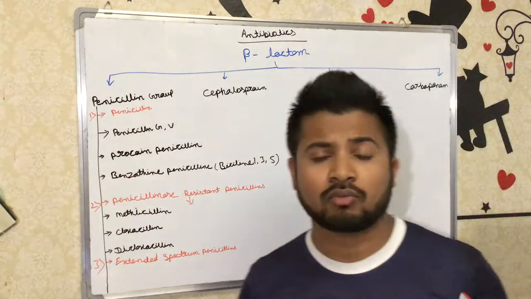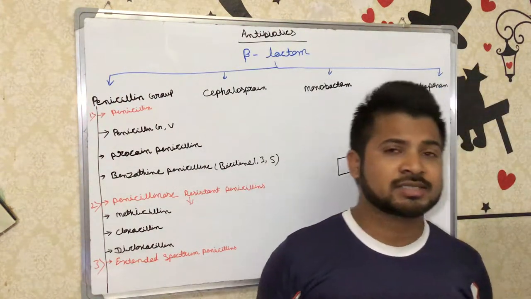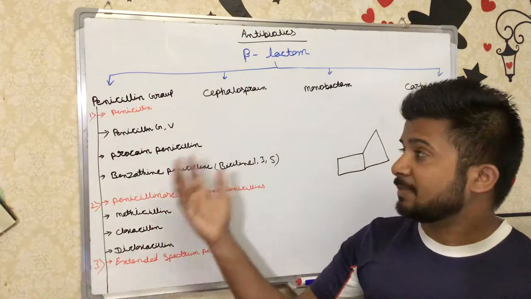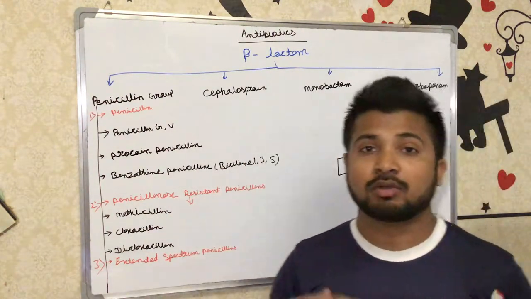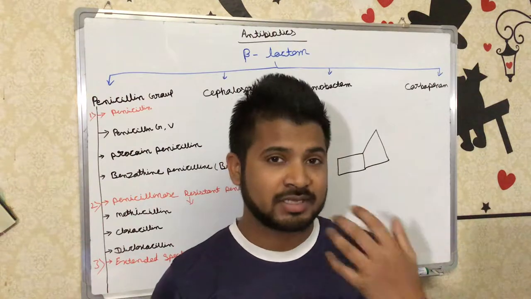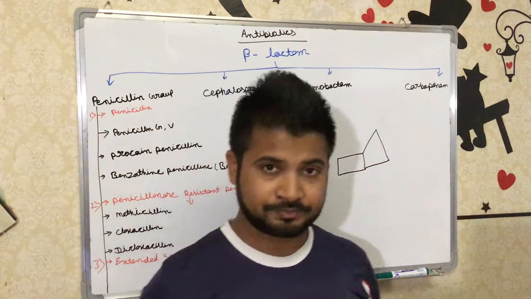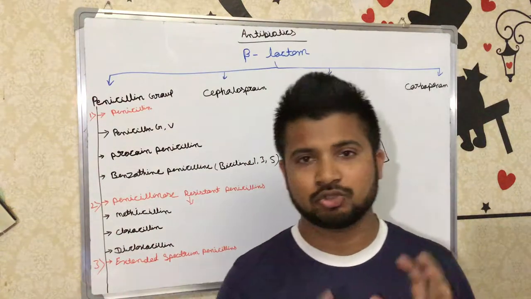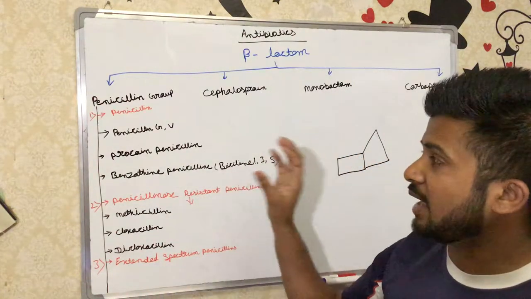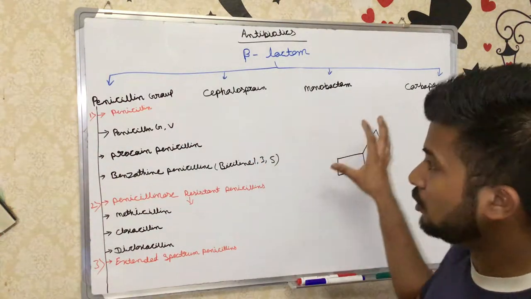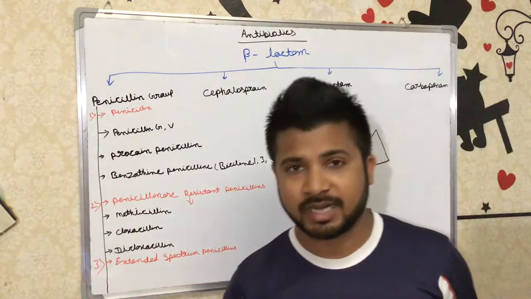These two drugs are not widely used, but they are exception cases. Whenever the penicillin group or cephalosporin group is not working, for some special bacteria, at that time we use monobactam and carbapenem. We will discuss them later, but just know that the beta lactam class has the penicillin group, cephalosporin, monobactam and carbapenem. These four groups of drugs belong to the beta lactam.